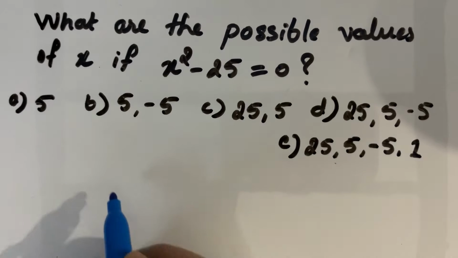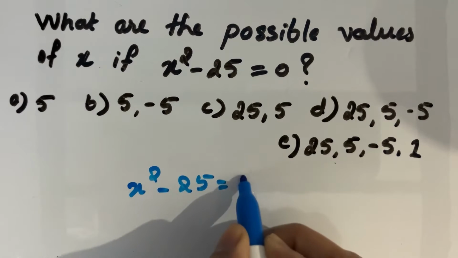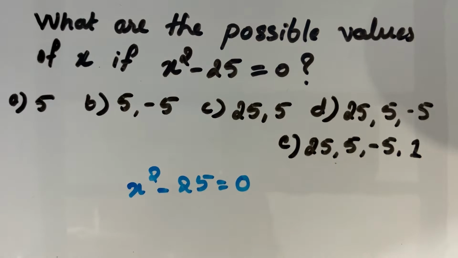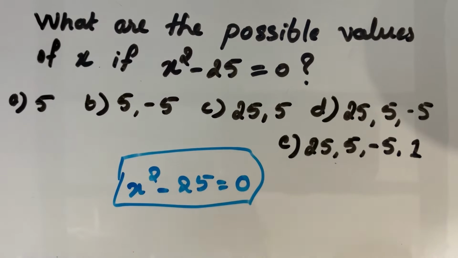What is given? X square minus 25 is equal to 0. You have to find the possible values of x. This is algebra. Now let's solve this equation. X square minus 25 is equal to 0 means x square is equal to 25.